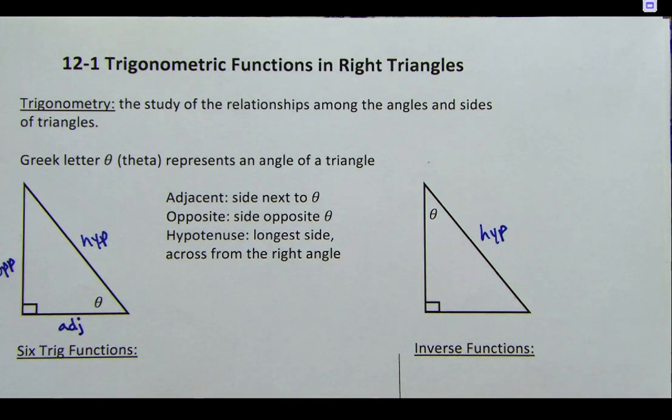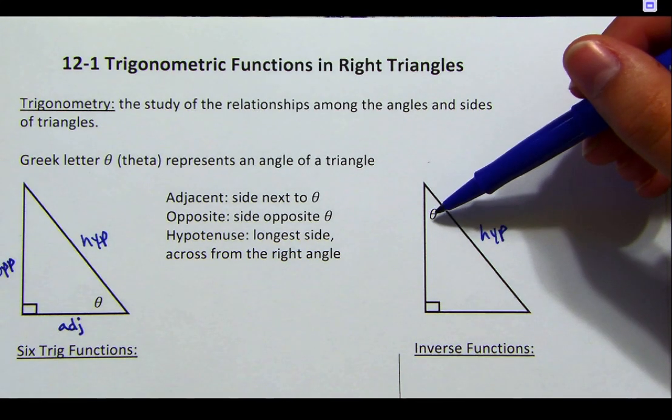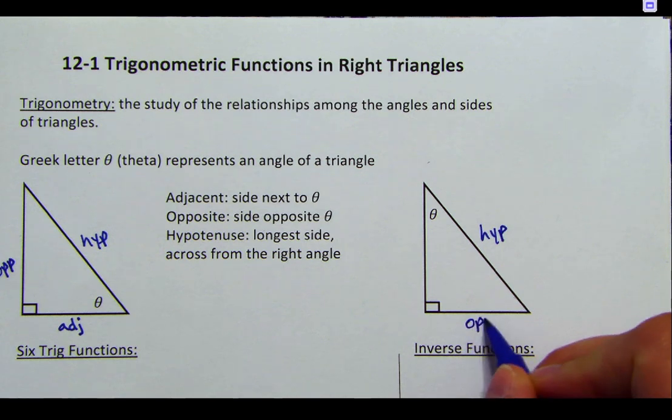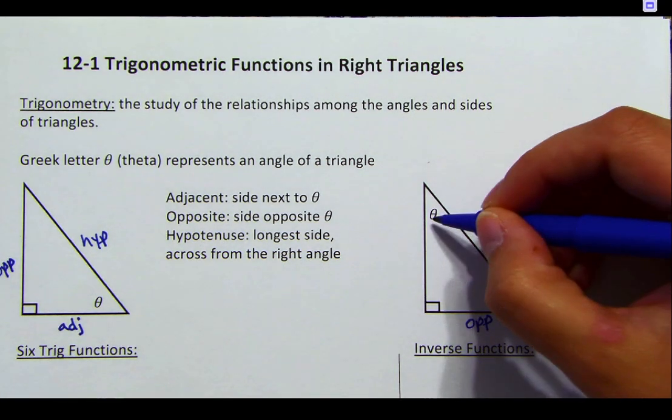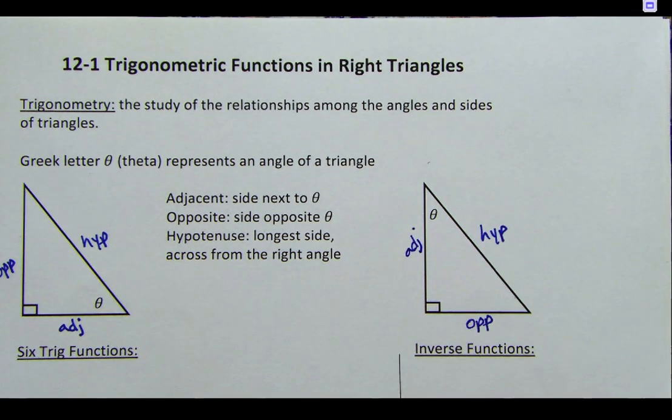Now, if I switch the angle that I'm talking about, so now if I'm talking about this angle up here, the side across is going to be down here. So this is the opposite. And then the side next to my angle that's not the hypotenuse is the adjacent side. So again, when we are talking about opposite and adjacent, it is always in reference to an angle, the non-right angle.